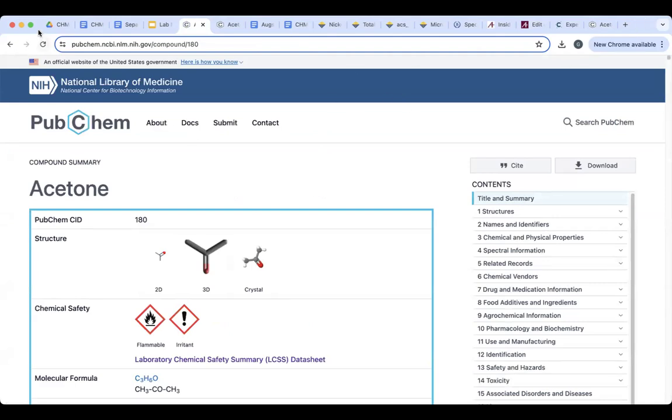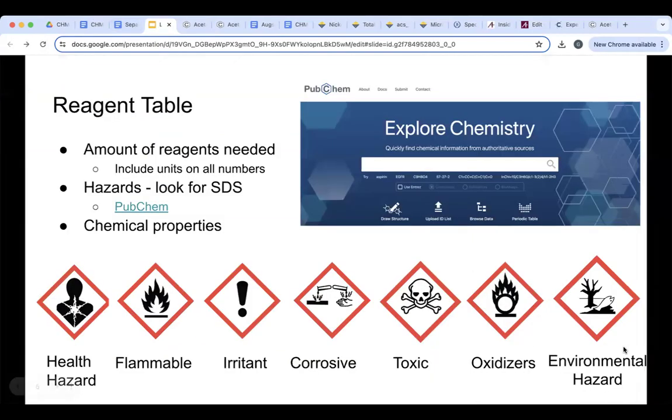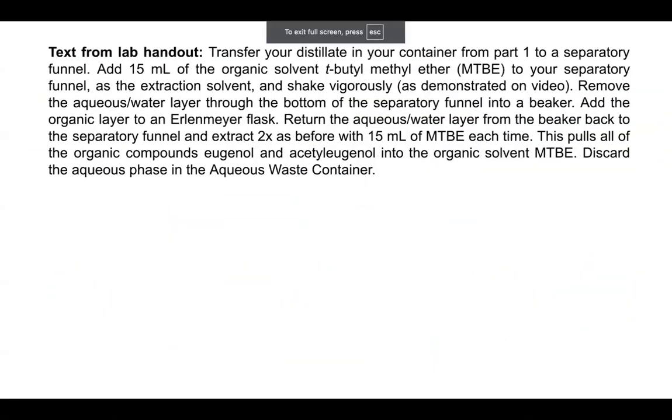Okay, so let's go back to our presentation. Okay, the next bit is the procedure. Now, the procedure is where you probably spend most of your time. I strongly encourage you not to write the procedure from the lab handout directly into your lab notebook because there's more information in your lab handout than you need for the lab notebook, okay? Remember, the procedure should be a concise list or set of diagrams or pictures to illustrate what you're doing in lab, okay?